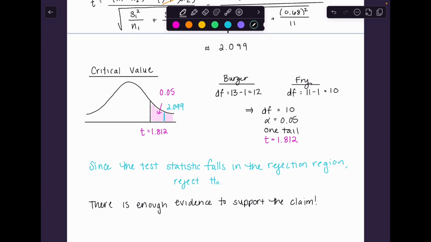So we'll do some more examples with now matched pairs. Again, those take a little bit longer because you have to find some intermittent things before you can find test statistics.